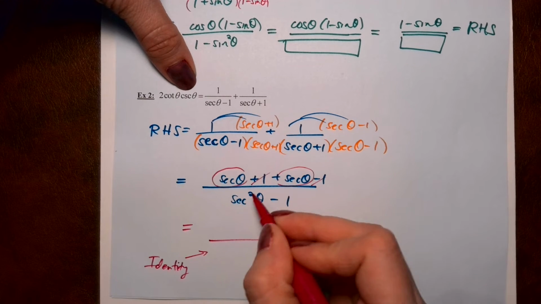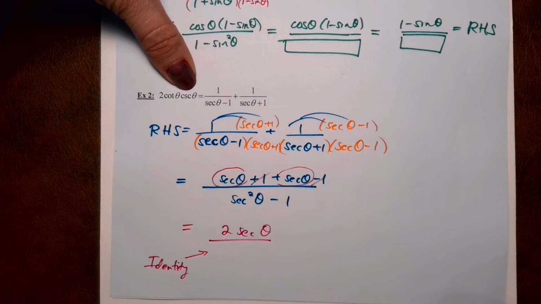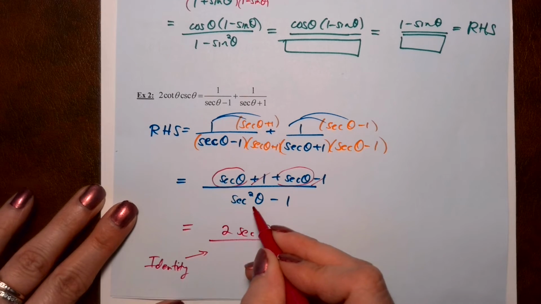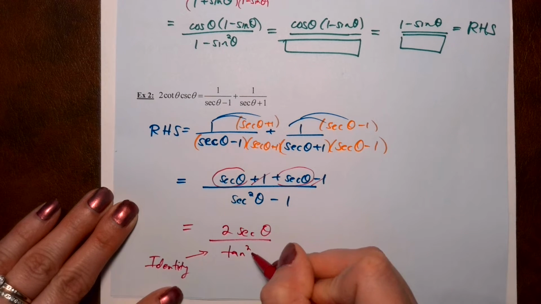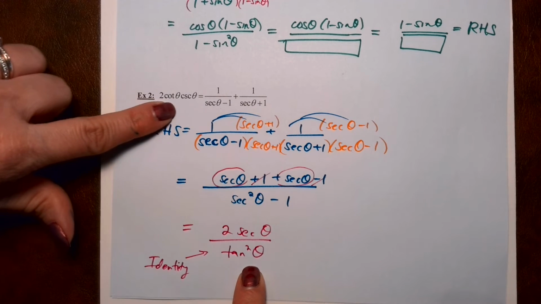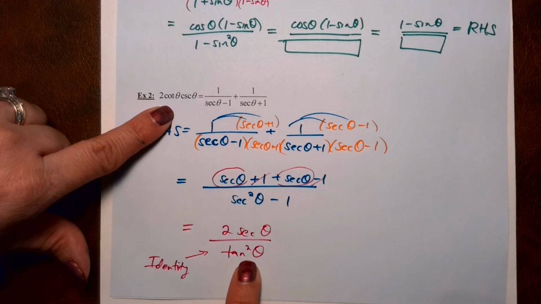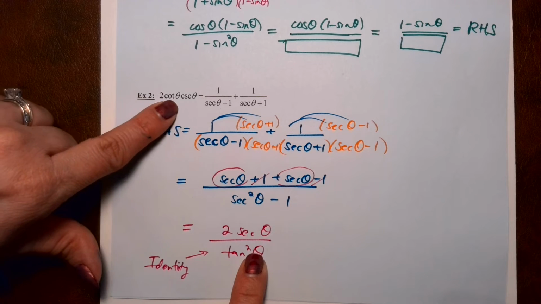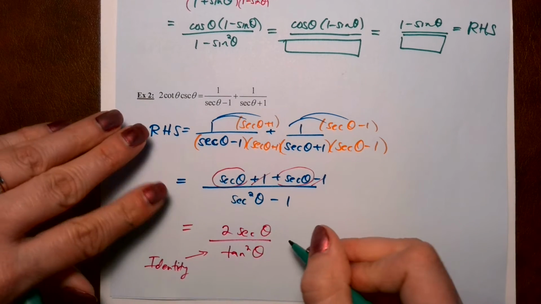So we've got the 2 secant theta on top. The identity here is going to be tangent squared of theta. Okay, so we are really close to making the left-hand side. I like the 2. Don't mess up the 2. But I don't see the trig functions that we need. So here's something we can do.